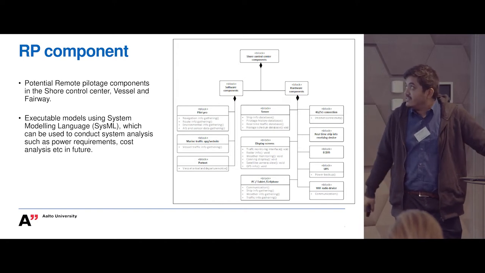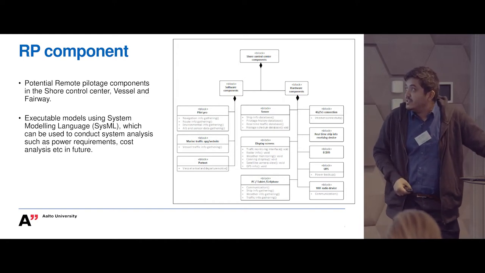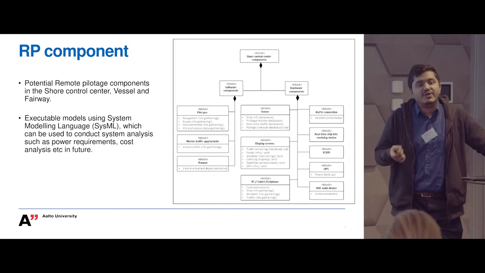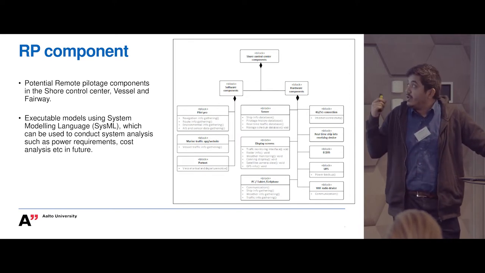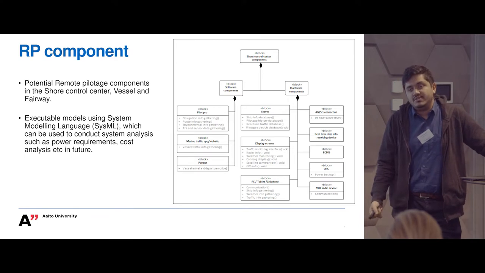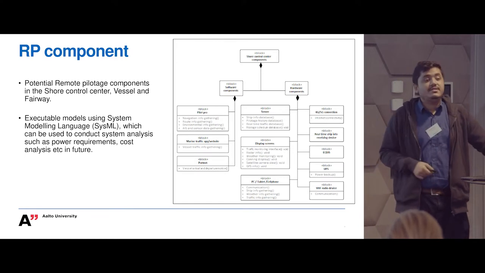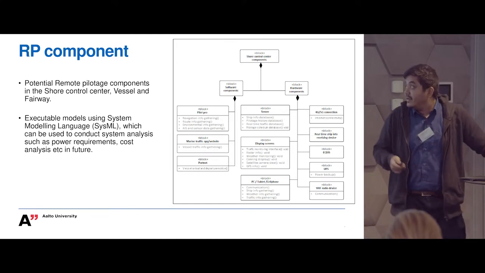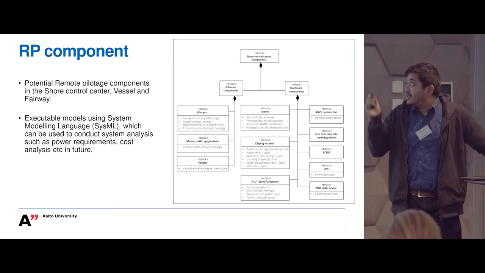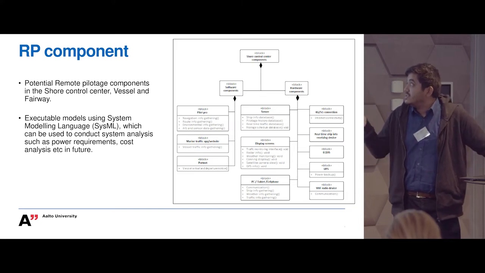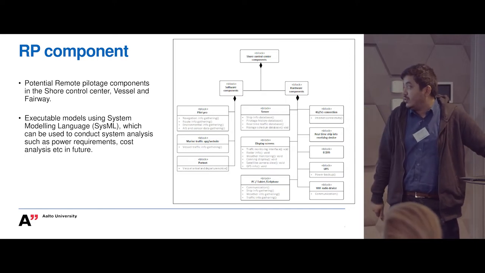For that, like I said, we first defined the components, which we grouped into three different groups based on the three different locations where they are installed. What could be the potential components in the shore control center, what could be in the vessel, and what could be in the fairway. And you can see on the picture on the right the components that are in this shore control center, and also what the functions are and so on.